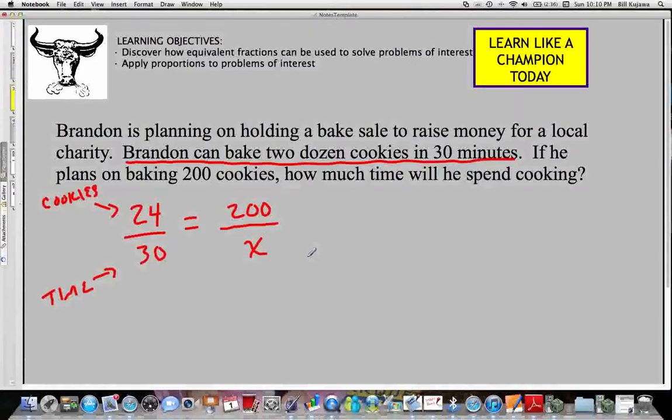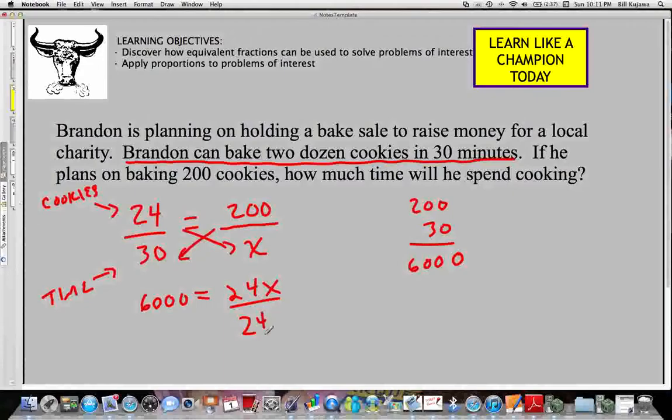So yes, the numbers here are a little bit bigger, but again, the process is the same. We're going to cross multiply. So we're going to take 30 times 200. For those of you that do not have a calculator, we'll work it out the slow way for you. So that's 6,000. And that's going to give you 24x. Now I hope you remember how we solved it before. We divided by 24. And we'll have to do that again.